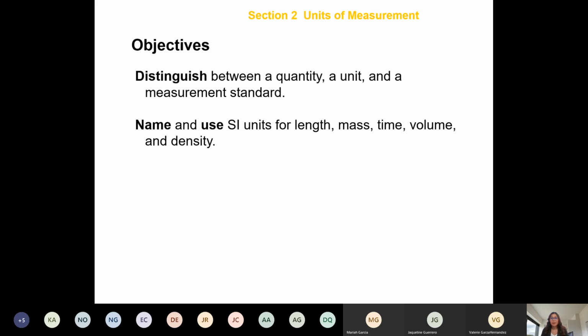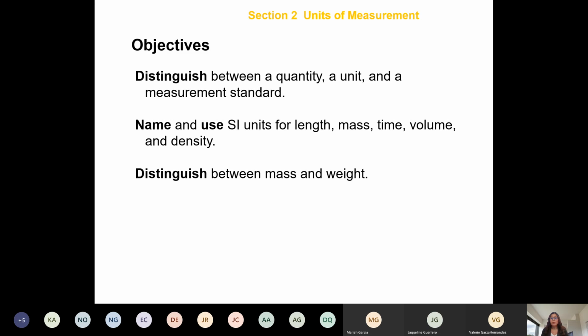You should be able to name and use the base units in the International System of Units for length, mass, time, volume, and density. We're not going to talk about density today. We're going to talk about it tomorrow.